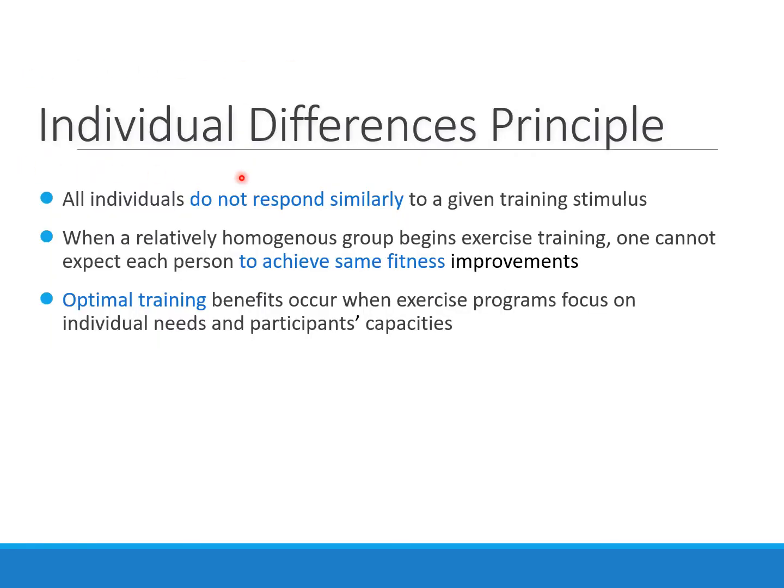So next is the individual differences principle, and this is very, very important. This basically encompasses the fact that we are all different as human beings. We all react differently to different stimuli. We all react differently to training, and that's very important. And you need to be able to meet people where they're at so that they're not trying to do something that they're incapable of doing, or they're maybe not doing something that's specific to what they want to do. So optimal training benefits usually occur when the exercise program focuses on the individual's needs and the participant's capabilities.